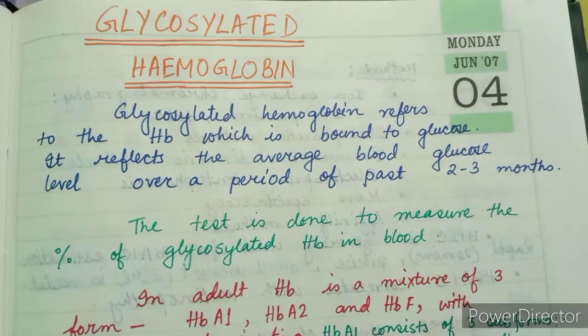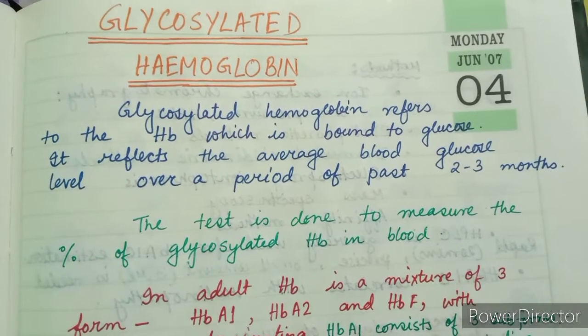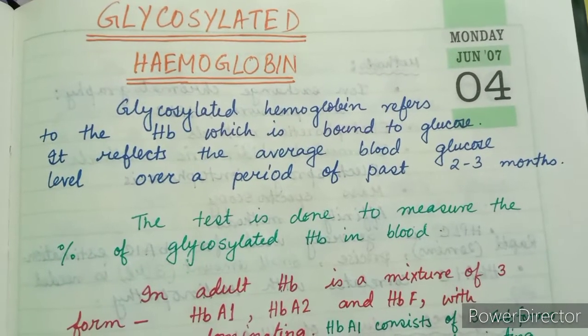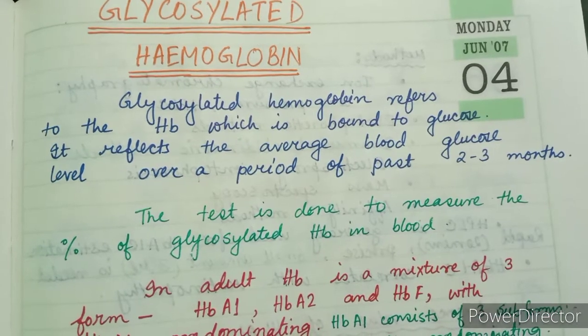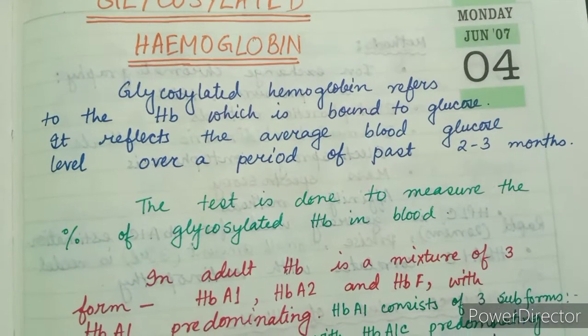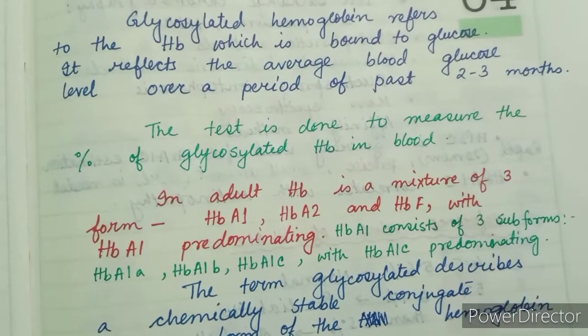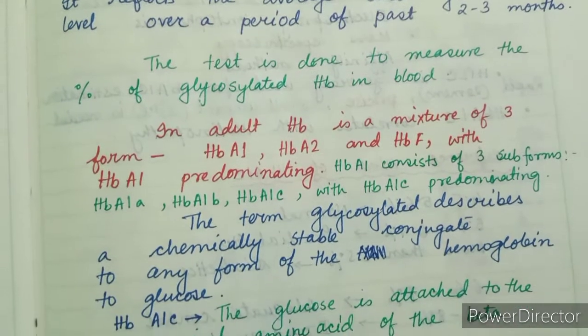Today I will discuss glycosylated hemoglobin. Glycosylated hemoglobin refers to the hemoglobin which is bound to glucose. It reflects the average blood glucose level over a period of the past 2 to 3 months. The test is done to measure the percentage of glycosylated hemoglobin in blood.